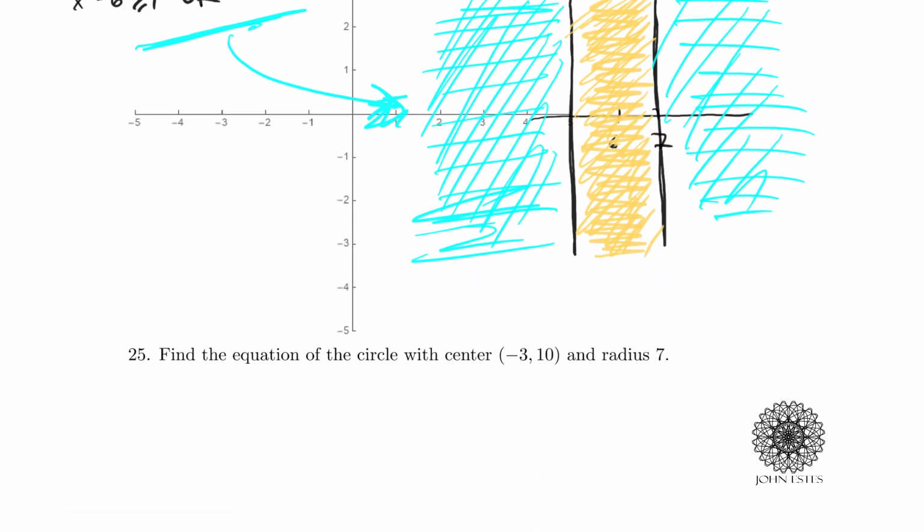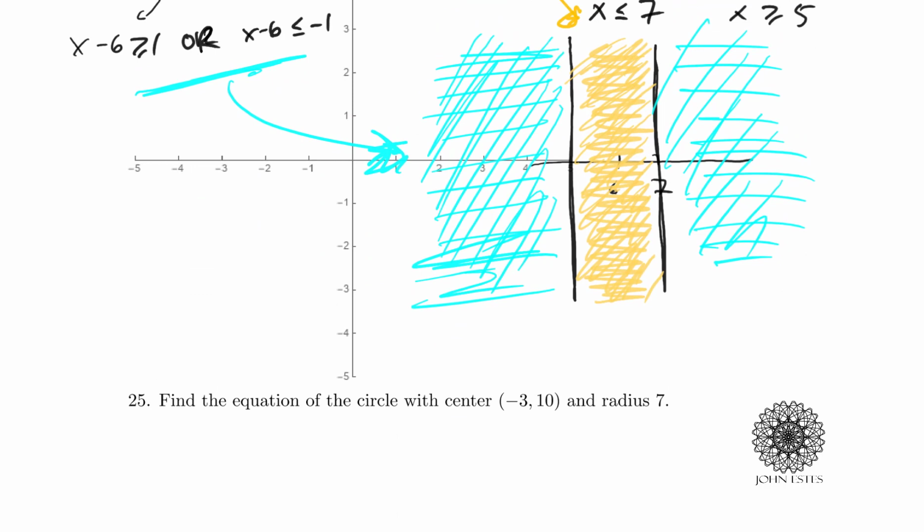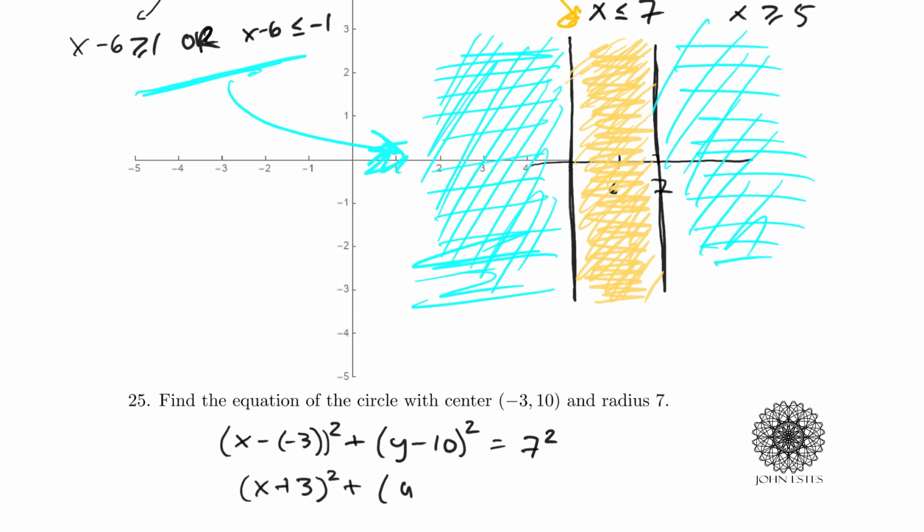All right, now lastly, we want to find the equation of the circle with center (negative 3, 10) and radius 7. Okay, so this is all about just remembering the equation of a circle, which says x minus h, in this case x minus a negative 3, squared, plus y minus k, in this case y minus 10, squared, equals radius squared. So I have x plus 3 quantity squared plus y minus 10 squared equals 49. And there it is. There's the equation of my circle. That's it. That's all you have to do.